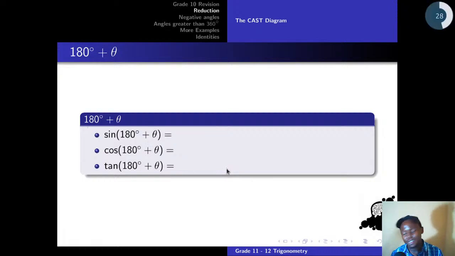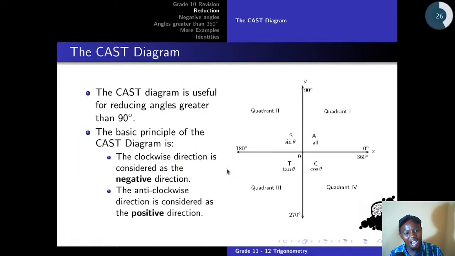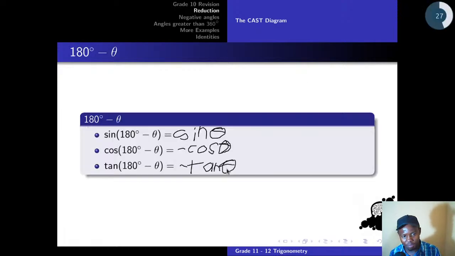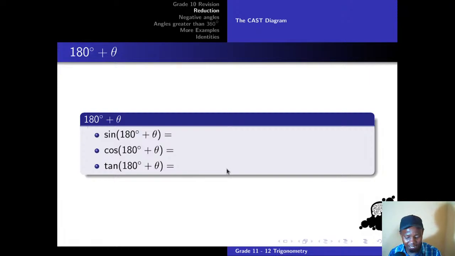Now, when looking at sine of 180 degrees plus theta, we're moving in the positive direction, which is anti-clockwise. This takes us to the third quadrant. In the third quadrant, only tan is positive. Therefore, a sine of 180 degrees plus theta will give you negative sine of theta.